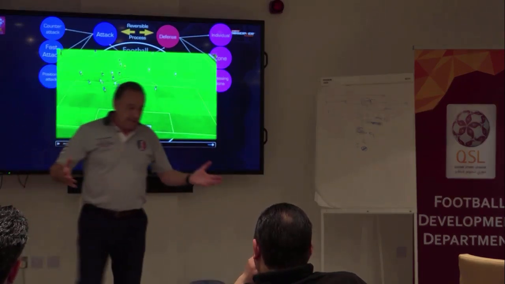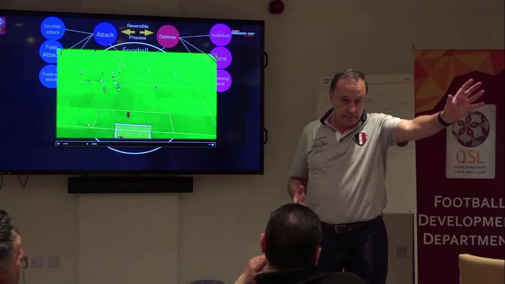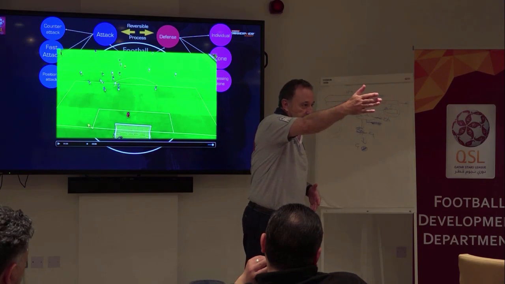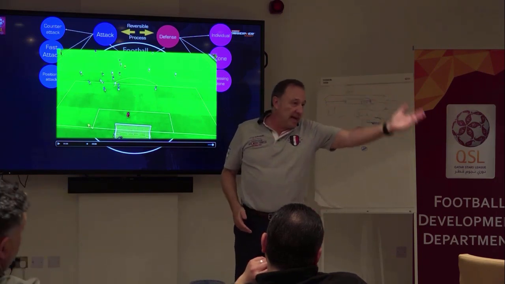So imagine that. The ball is there. My central defender is here, maybe 50 meters from the ball. And the ball is on the left side.